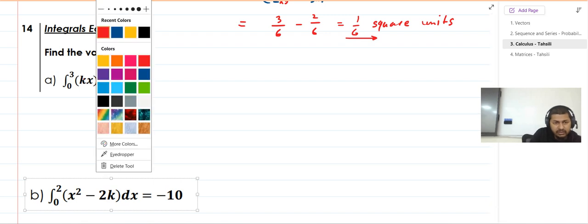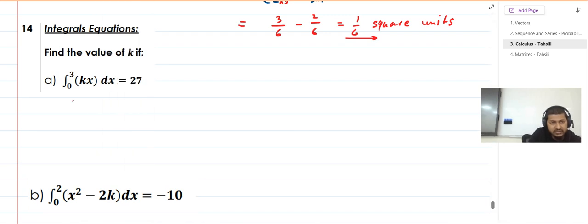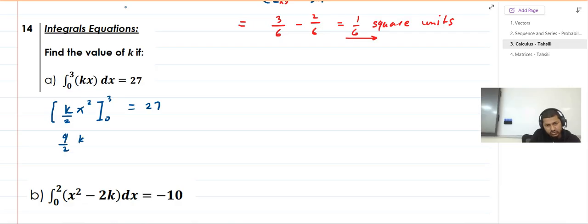So we have from k, let's simplify this. We have k, leave the k as it is, add 1 to the power, x squared over 2 from 0 to 3, right, is equal to 27. I will substitute 3 inside, so 3 squared is 9. I got 9 over 2k, substitute 0 inside, so minus 0 is equal to 27. Upper boundary minus lower boundary. Now I will solve this, right?